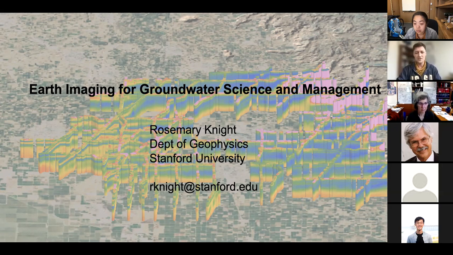We have the pleasure of hearing from Rosemary Knight. Rosemary is a professor of geophysics at Stanford University. She's a leader in the field of hydrogeophysics, which uses a number of geophysical methods to study the hydrologic processes that occur in the top kilometer of the planet. Her most recent work focuses on integrating geophysical imaging, often with electromagnetic methods, with remote sensing data to be able to evaluate and manage groundwater resources, which is obviously a topic of great relevance here in California, and also a topic of research at IGPP as well. So without further ado, I'll turn the time over to Rosemary.